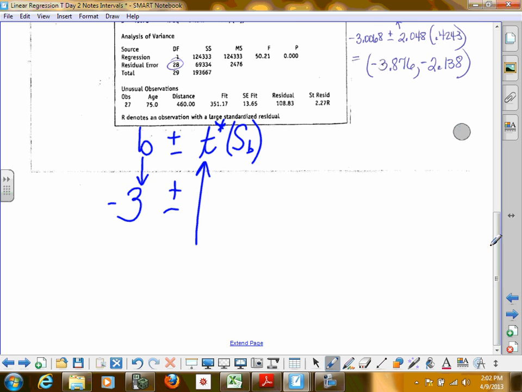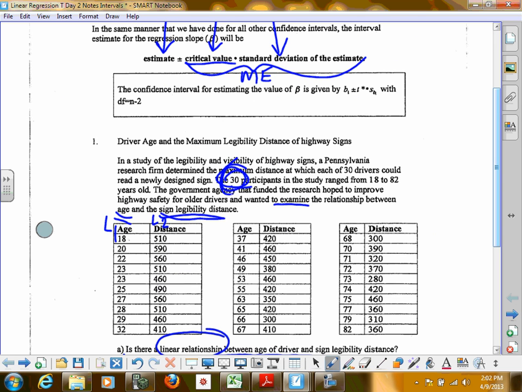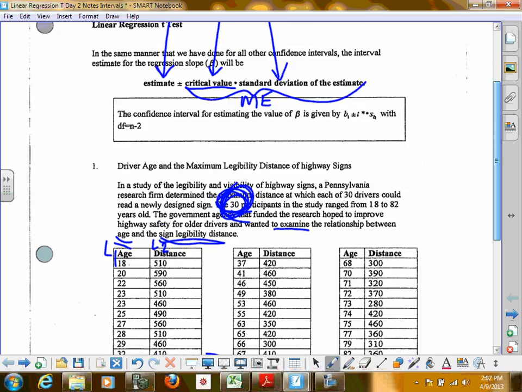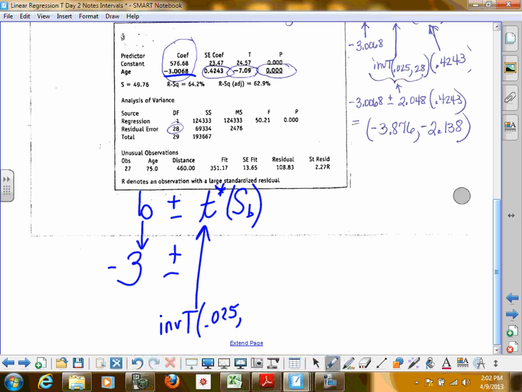Okay, inverse t of what? One tail, I want you to be 95% confident, so what is in one tail? Okay, 0.025. What's the degrees of freedom? The degrees of freedom on this problem stem from 30 participants. So what's our degrees of freedom? Okay. On the front page. It's the same problem. Furthermore, it actually is located right here. The degrees of freedom right here is 28. Okay, so comma 28.